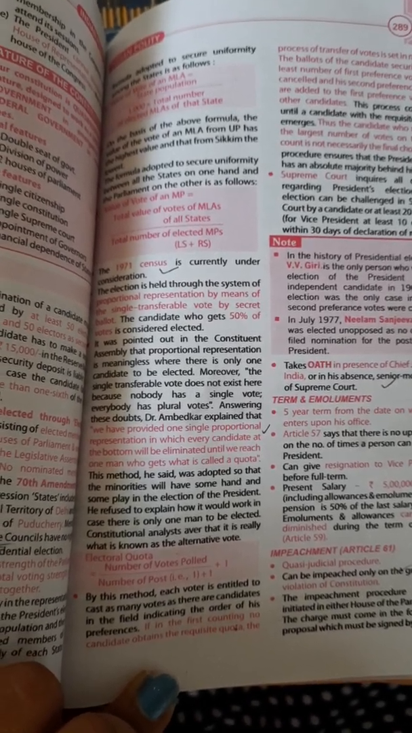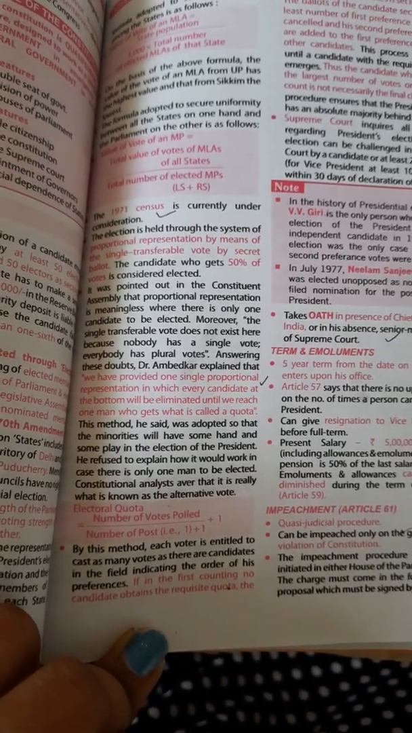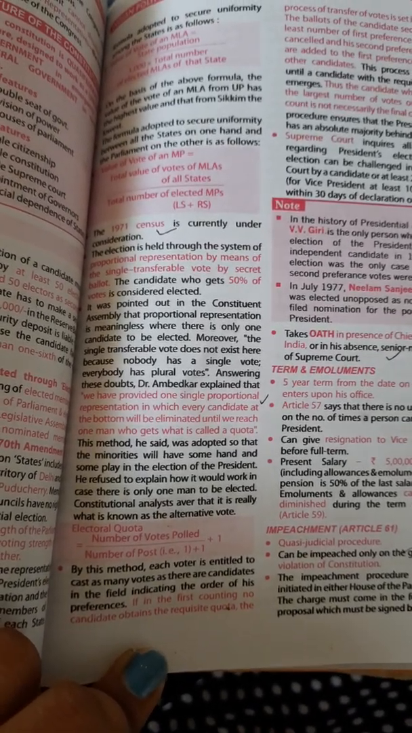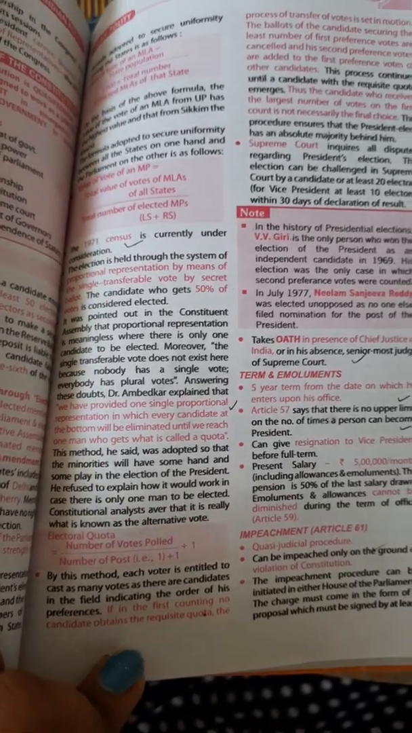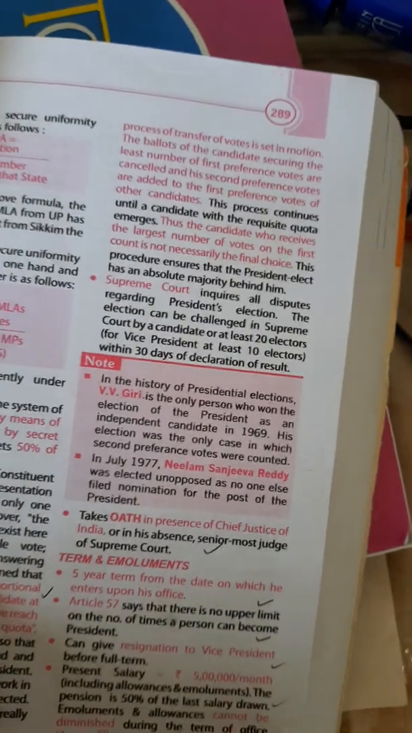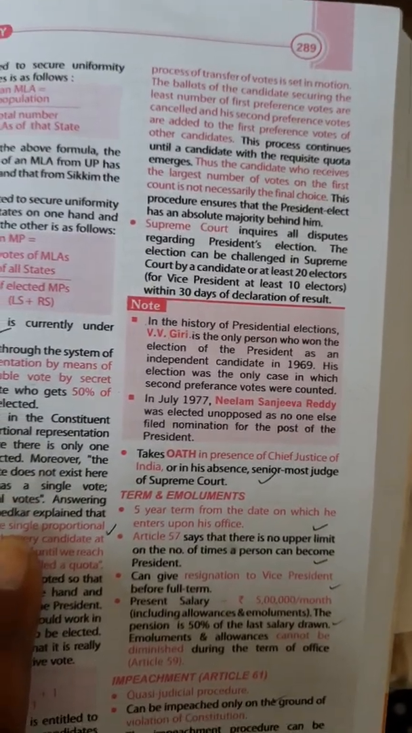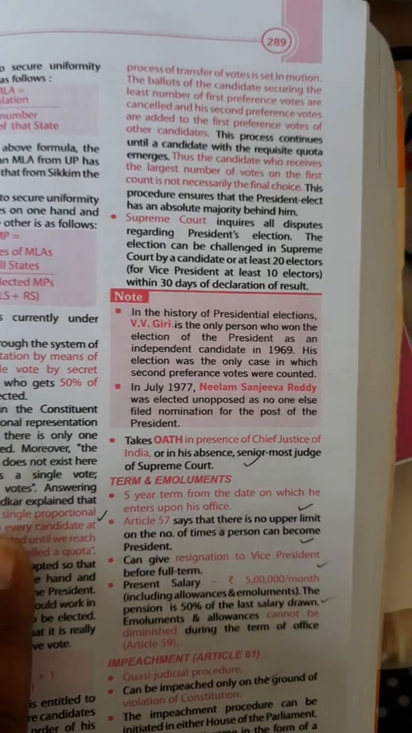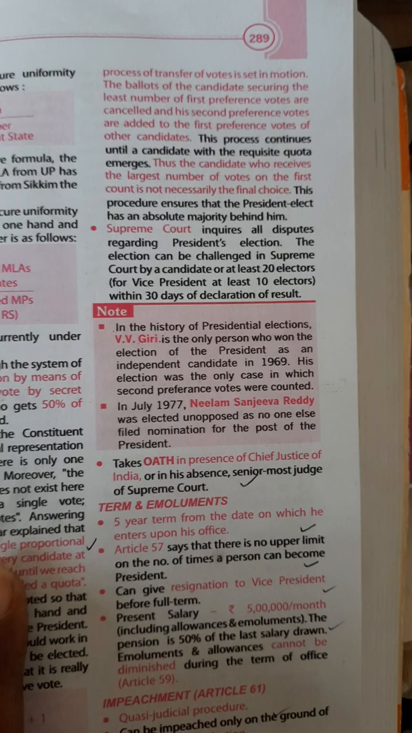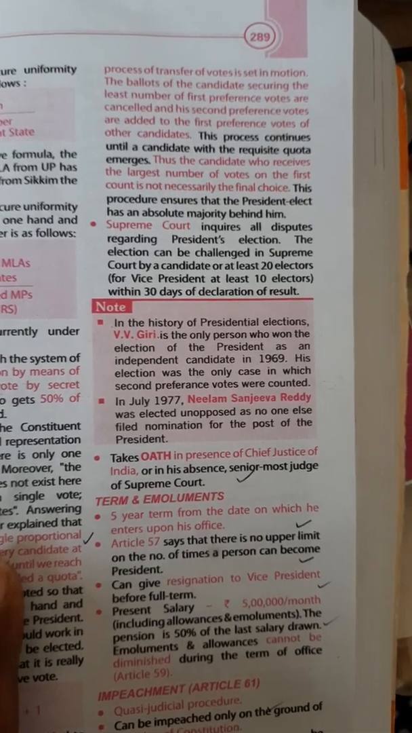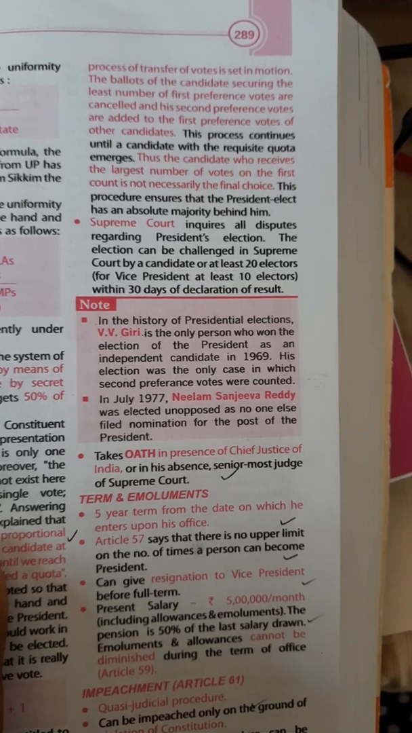By this method, each voter is entitled to cast as many votes as there are candidates in the field, indicating the order of his preferences. If in the first counting no candidate obtains the requisite quota, the process of transfer of votes is set in motion. The ballots of the candidate securing the least number of first preference votes are cancelled, and his second preference votes are added to the first preference votes of other candidates. This process continues until a candidate with the requisite quota emerges.